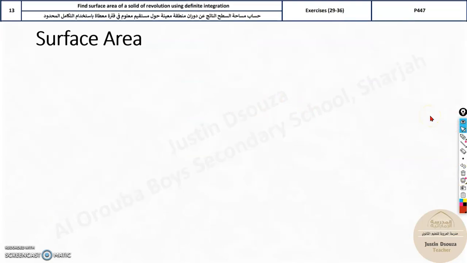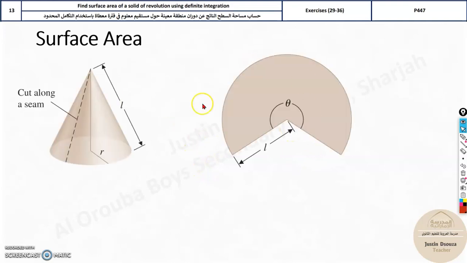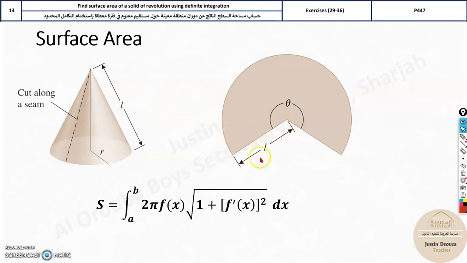The 13th topic is on surface area, where we need to find the surface area of a solid using definite integration. This is a very simple one, provided we use a simple formula. For example, if you want to find the surface area of this, all you need to know is this formula. This is already derived. You have to just substitute and solve it. So you do not need to break your head on the derivation for now. I'll just explain what this formula means.